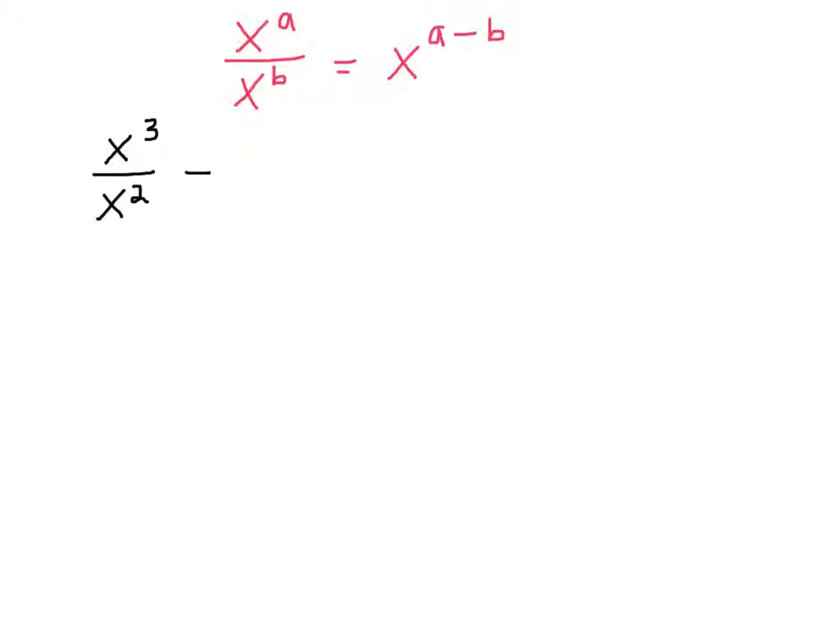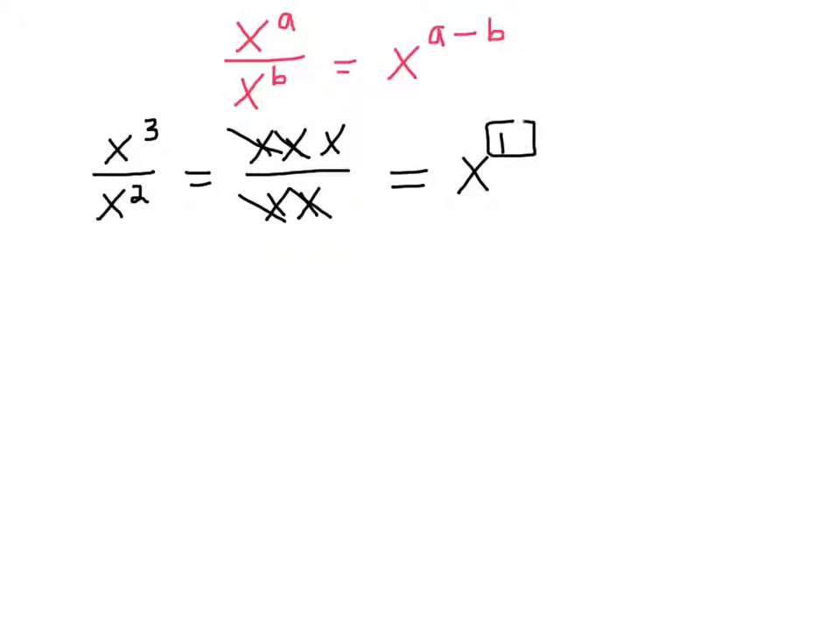If I didn't know the law, all I'd have to do is go x by x by x divided by x by x, and there's an x above and below the line, and if something is above and below the line, they just cancel each other out. So these two cancel each other out, and you're just left with x, or what's understood as x to the power of 1. This 1 here was gotten by taking 3 and subtracting 2 from it, okay? So let's try a few examples using this law.